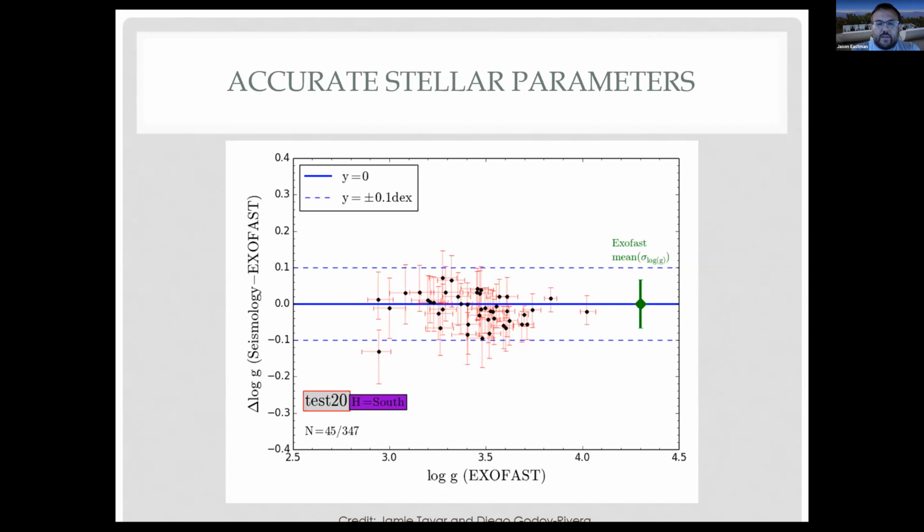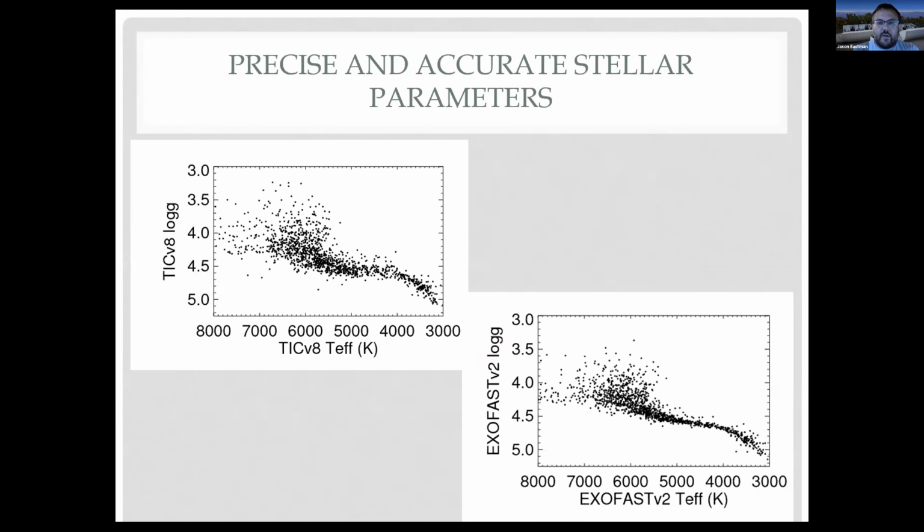And so I think that's a really important part of modeling the planet, because you have all of the planetary parameters scale with the stellar parameters, and so you have to know the star very accurately. And so if you just pull out the values for log g and effective temperature from the TIC v8 and you plot them together in an HR diagram, you get this plot here, and there's quite a bit of scatter here.